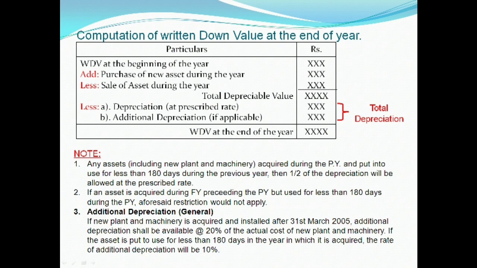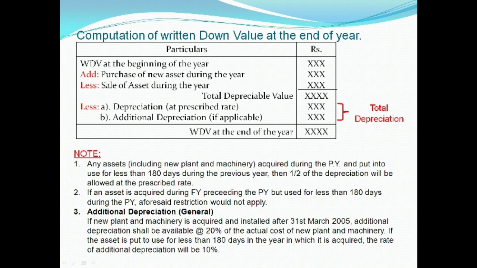If the problem asks us to find only the depreciation, we need to follow the same format and show in the last step the total depreciation by adding depreciation as well as additional depreciation. While calculating depreciation at the prescribed rate, we need to remember a keynote: any asset, including new plant and machinery, acquired during the previous year and put into use for less than 180 days during the previous year, then half of the depreciation will be allowed at the prescribed rate.